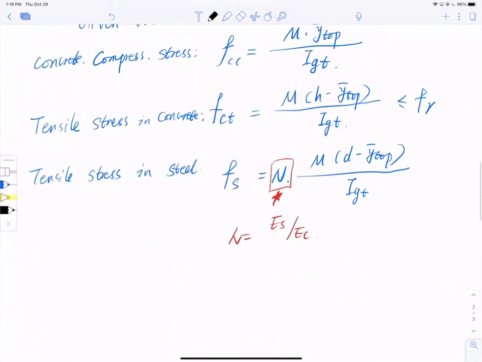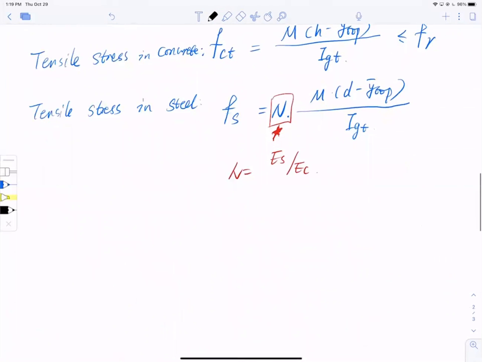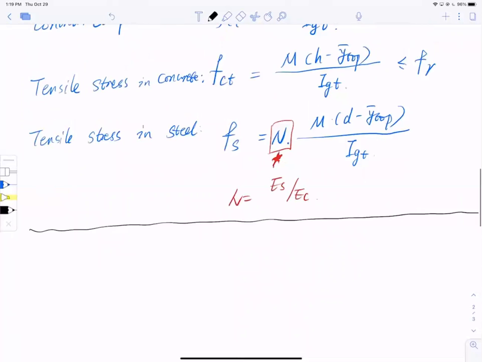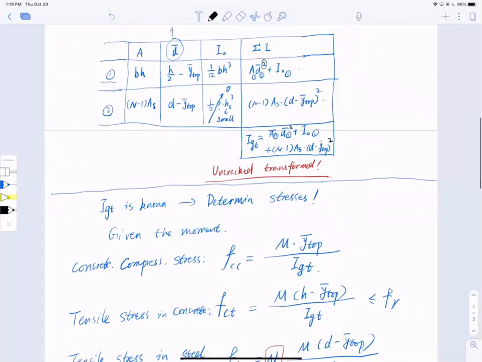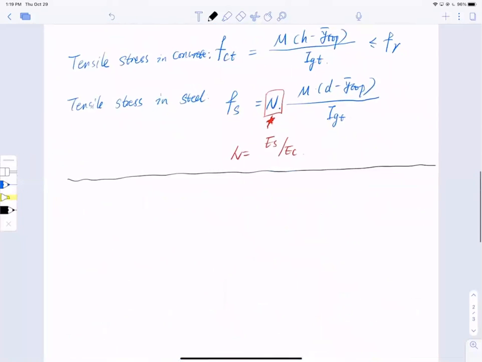I'm sure you have seen this before, but like I said, if you still feel strange about it, let me know and we can talk about it. But this is for stage one. You have all the equations for stage one, uncracked.